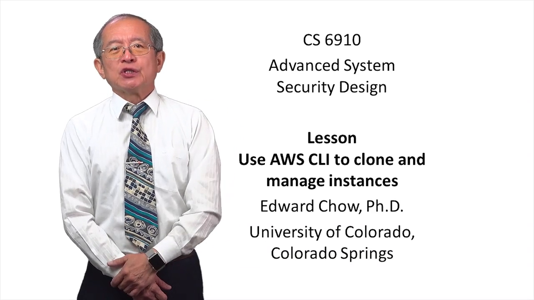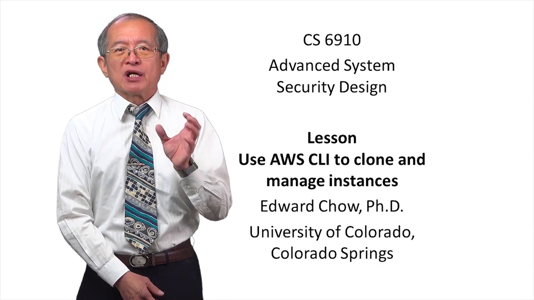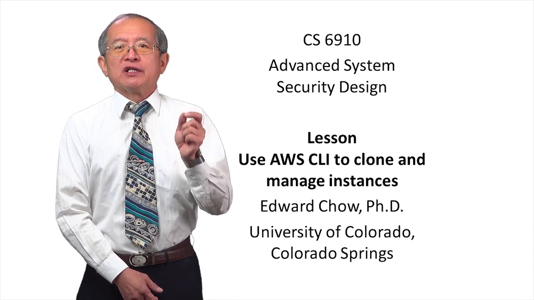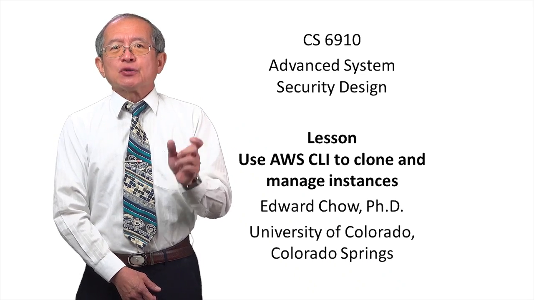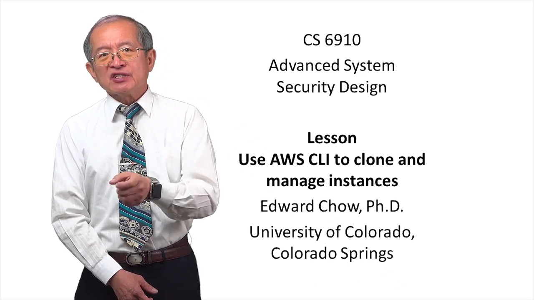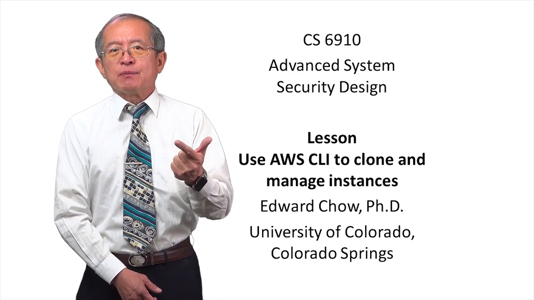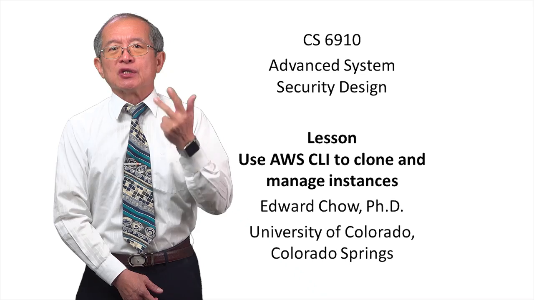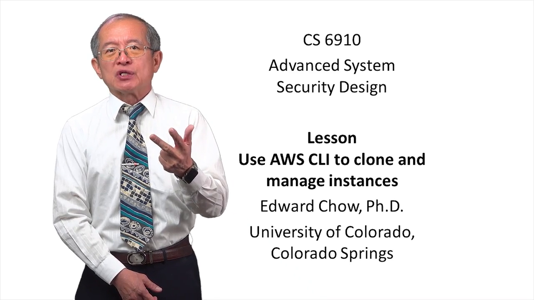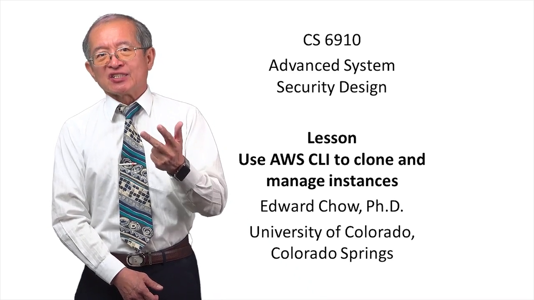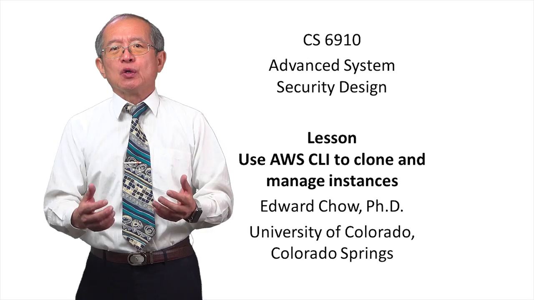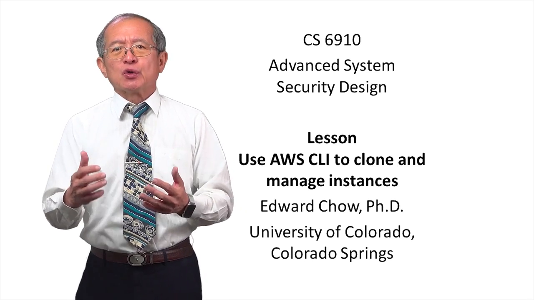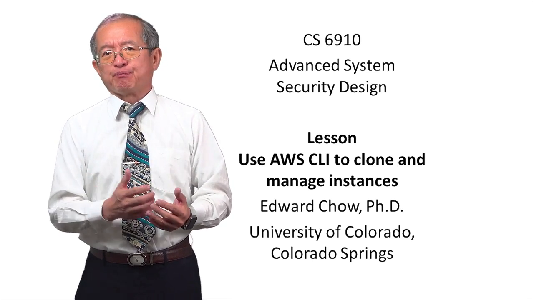In this lesson, we show how to use the AWS Command Line Interface on an AWS instance and use it to create an instance, start and stop the instance, and associate the elastic IP address with a particular instance. It allows us to have programmable control on the AWS instance.